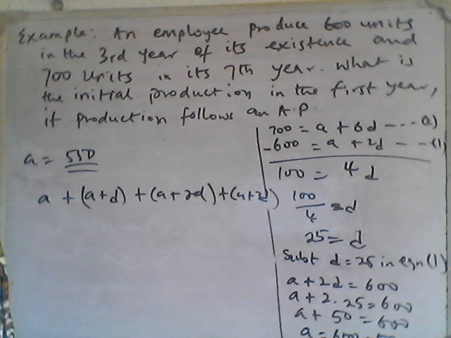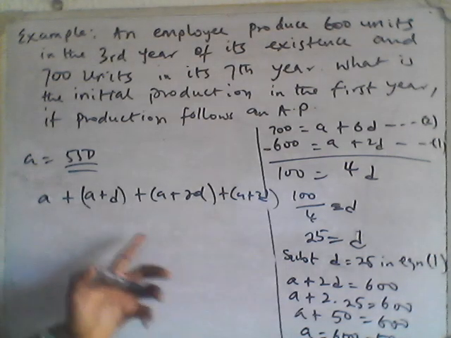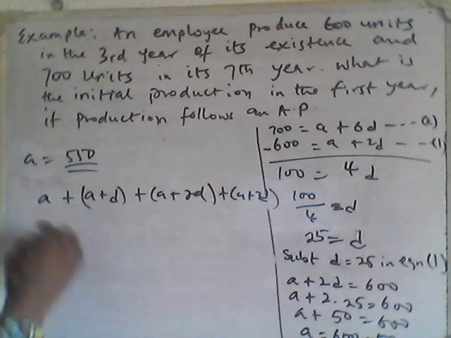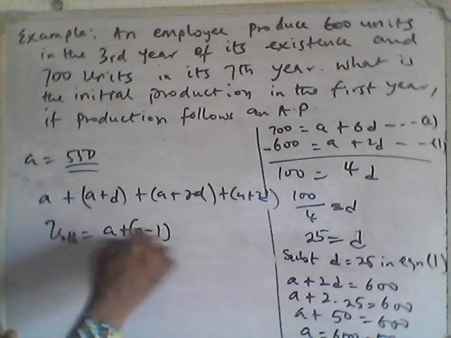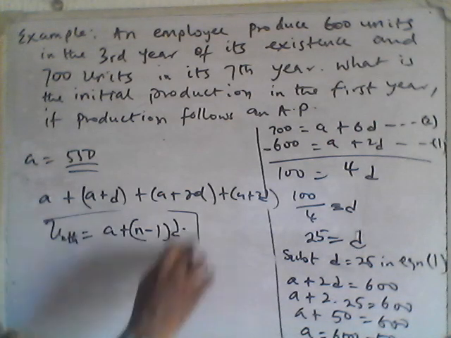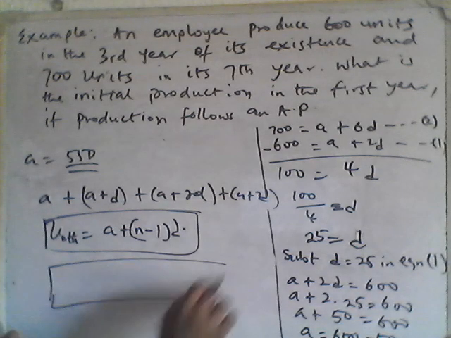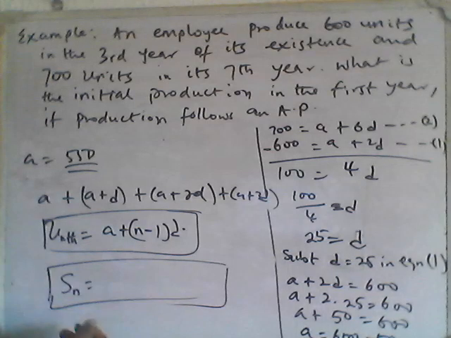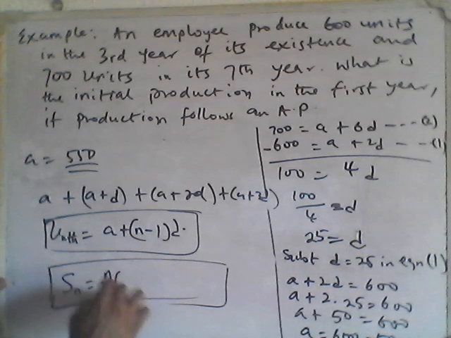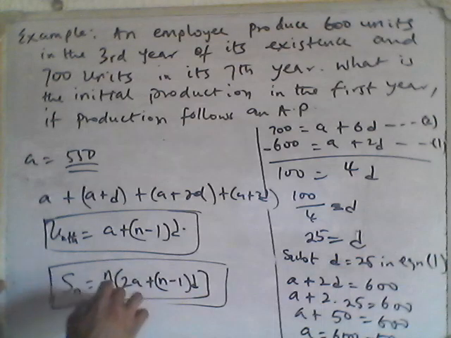The terms of the AP form this particular array: A, A plus D, A plus 2D, A plus 3D, and so on, where we have the first term, second term, third term, and so on. The nth term, Un, is equal to A plus N minus 1, then D. Know this formula very well, please. Do not let it escape your mind. Then the sum of terms is n over 2, brackets, 2a plus n minus 1, then D.